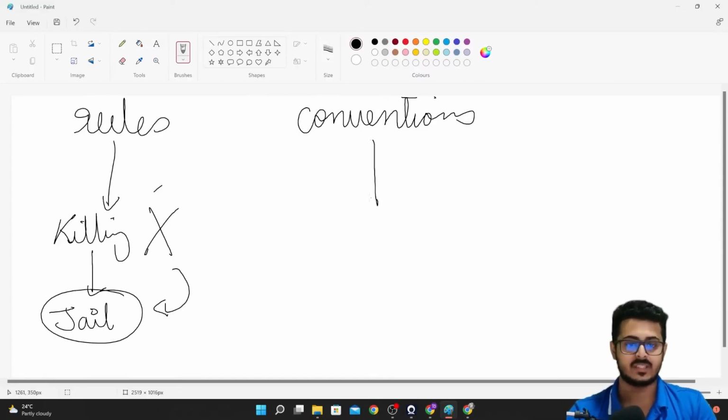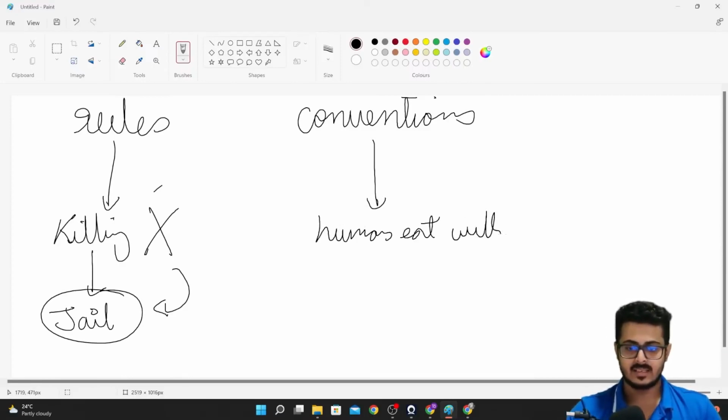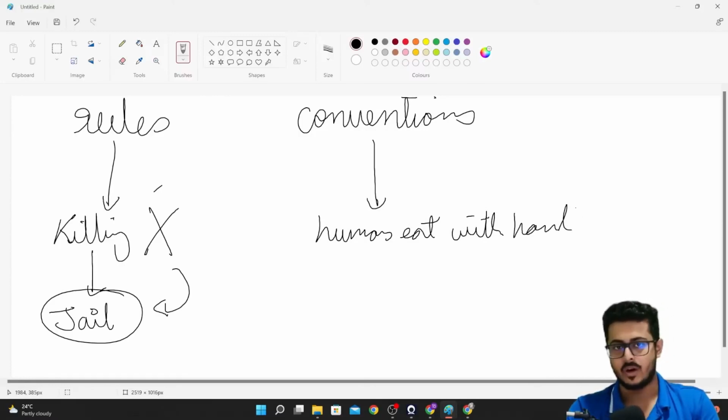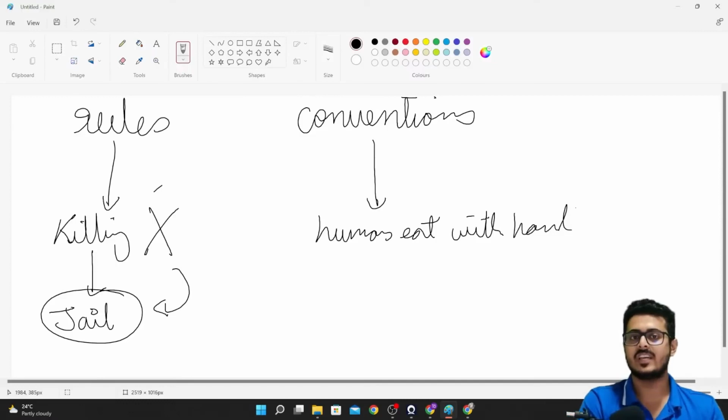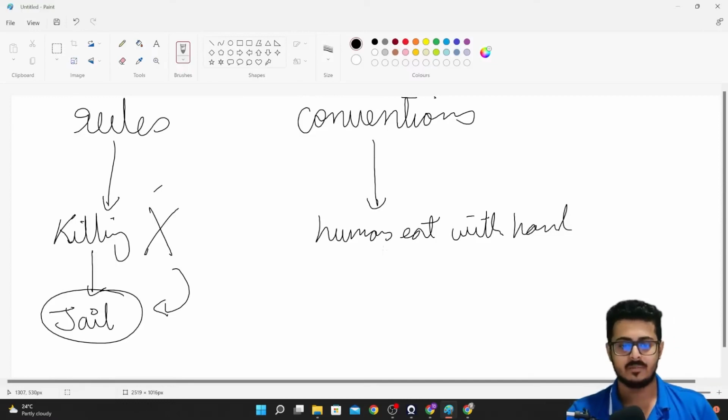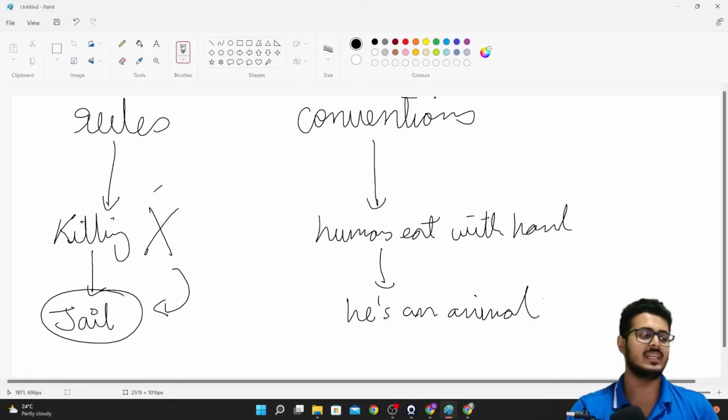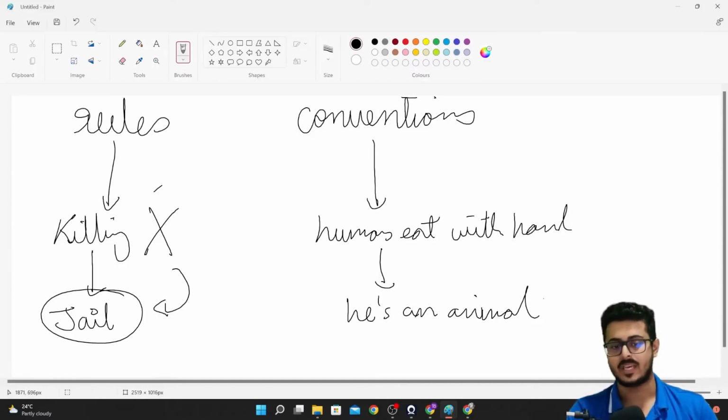Whereas a convention: humans eat with their hands. This is a convention. Now if you take a plate full of rice, put your mouth inside that plate and start eating like a dog, you are not going to go to jail. Nobody is going to send you to jail. The convention is that humans use a fork and spoon or their fingers to eat, but even if you want to place your entire face into the bowl and eat like a dog, you are not going to be thrown into jail. The only thing that people will say about you is that he is not a human being, he is an animal.